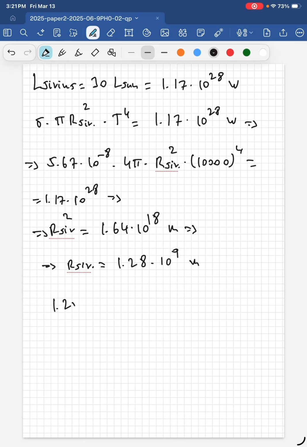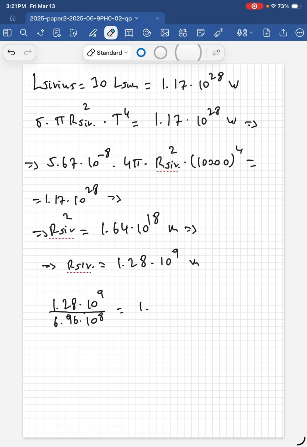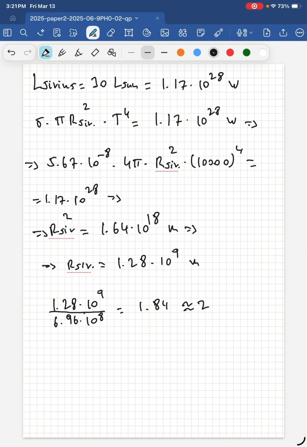And then if we divide 1.28 times 10 to the 9 for Sirius with 6.96 times 10 to the 8, which is the radius of the Sun, we find 1.84, which is about equal to 2. So yes, Sirius has about twice the radius of the Sun.